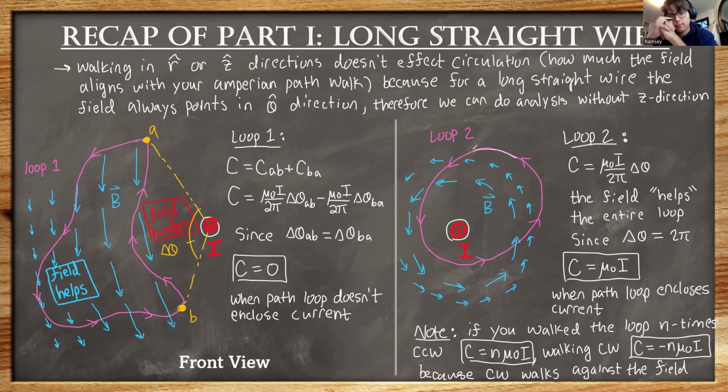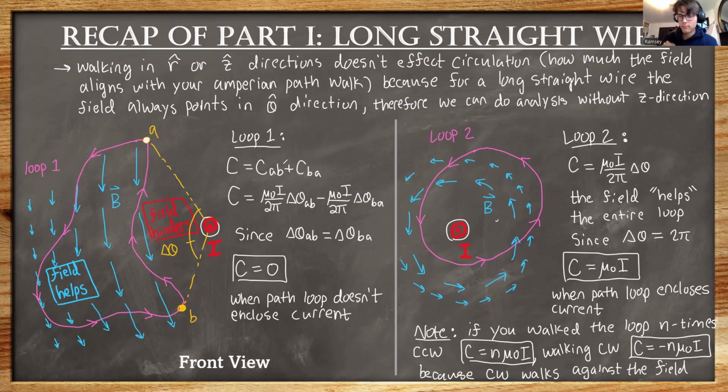Because along the entire walk, the field is helping. See, the field I've tried to draw in blue lines there is helping the whole way. And so now we just need to know, hey, we did 1 full loop. 1 full loop is an angular displacement of 2 pi. And at that point, we find that the circulation is simply mu naught I. Because when we plug in 2 pi here, it cancels the 2 pi there, and we get mu naught I.